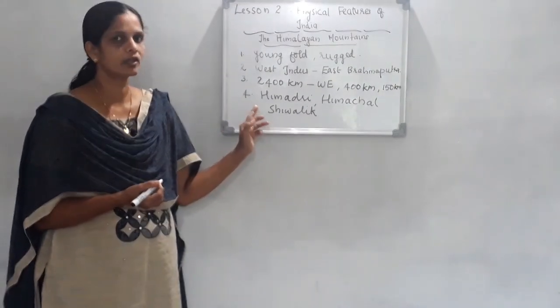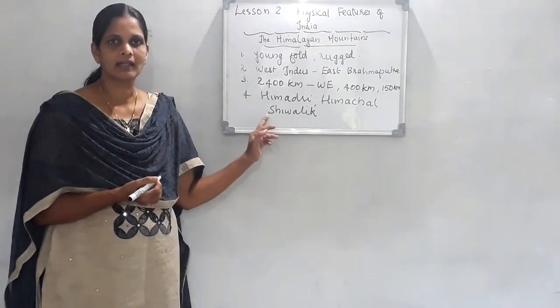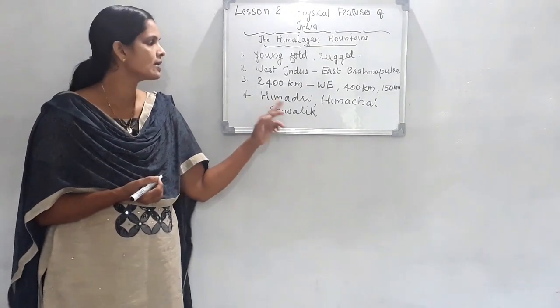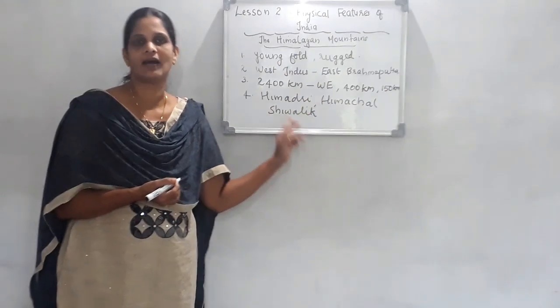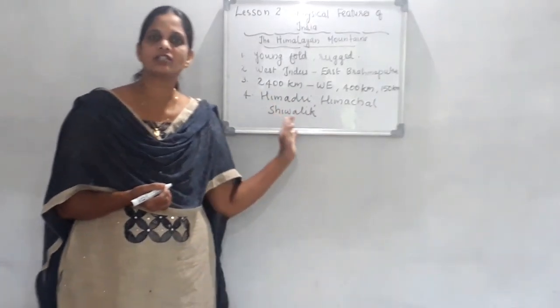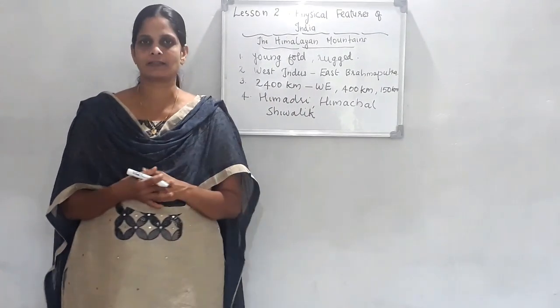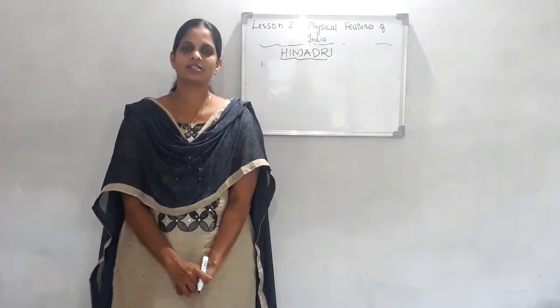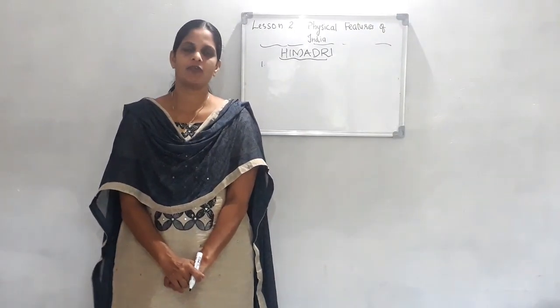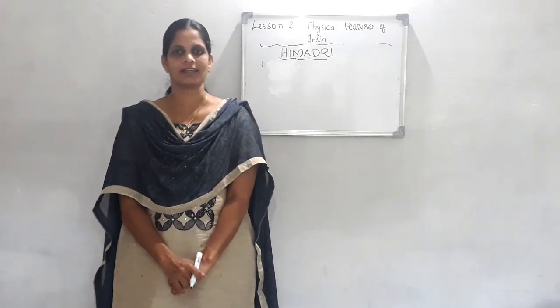And Himalayan topography can be divided into three parallel divisions or parallel ranges: Himadri, Himachal, Shivalik. Next we are discussing the features of these three divisions. Our first topic is Himadri. What are the relief features of Himadri?